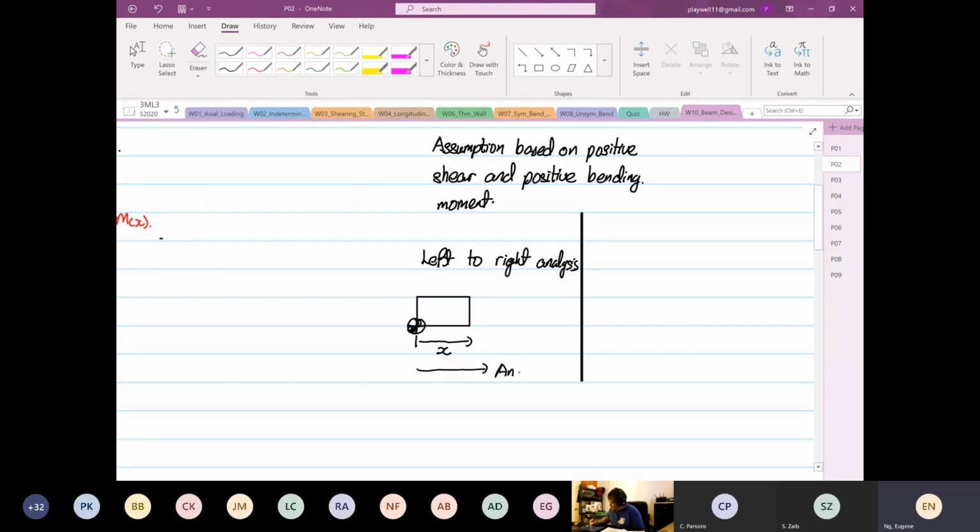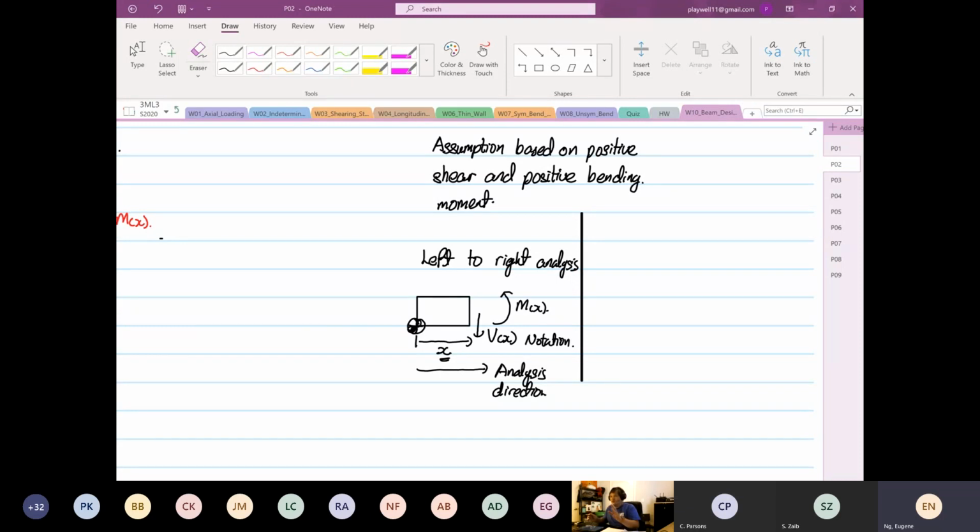Okay. Analysis direction. When we do this, the shear force at a distance X is always coming down, and the moment will be going anti-clockwise. So this is known as positive shear, positive moment notation. It has nothing to do with the reactions. It's just an analysis notation so that we can sketch our shear force and bending moment diagram based on this notation.